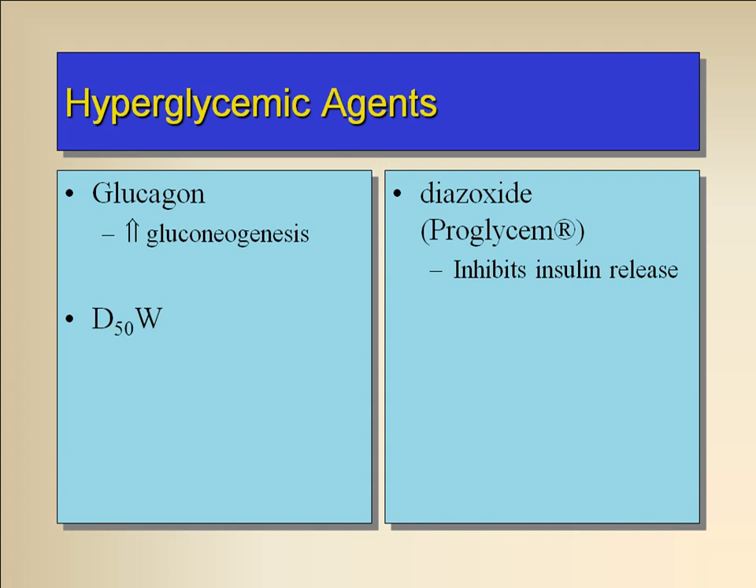So what I said is not gluconeogenesis. You're correct, glucagon does break down glycogen, but it also builds glucose. Correct. Yep. And then this basically inhibits insulin release. If you don't release insulin, then it's going to raise your blood sugar levels.